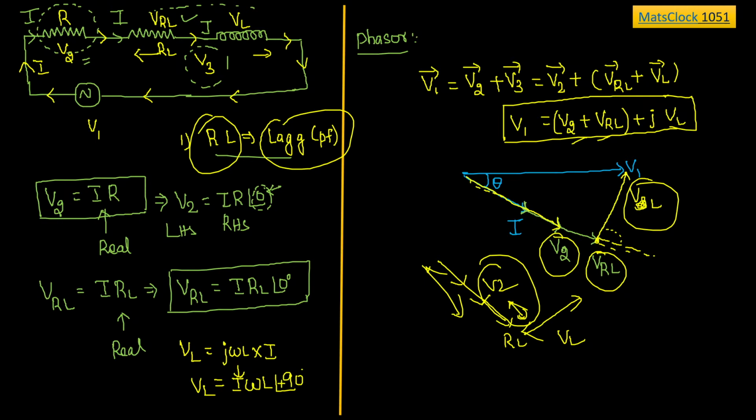So where is the supply voltage? You start from the origin, and from there VL is the final voltage. It is the addition of V2 plus VRL plus VL. Wherever it ends, at that point you join it from the origin, and that will give you the value of the supply voltage. Basically, that is how we are drawing the phasor diagram.